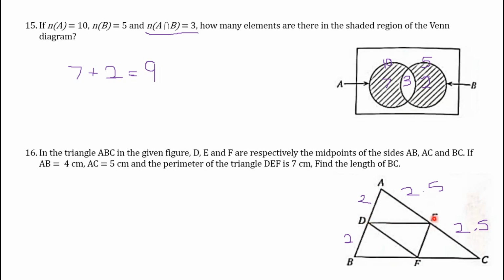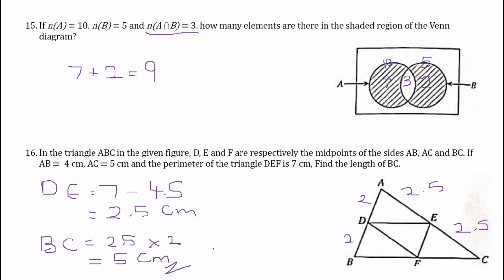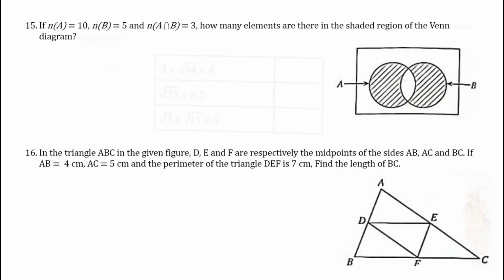So if this triangle is 7 cm, the length of DE will be equal to the length of AE. That will be 2.5 cm, because 2 plus 2.5 will be equal to 4.5. 7 cm minus 4.5 cm will be equal to 2.5 cm. Therefore, DE will be equal to 2.5 cm. So if DE equals 2.5 cm, BC will be equal to 5 cm. So this is the simple way that you can use to find the length of BC. So with that, let's move on to the next set of questions.